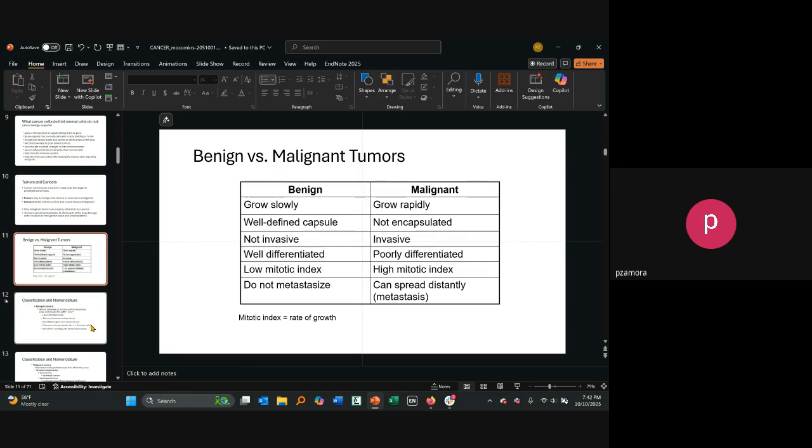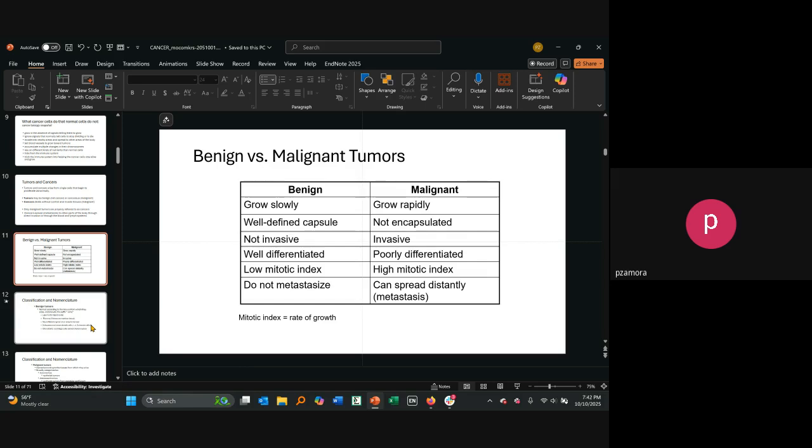A couple of differences between benign and malignant tumors. Benign tumors grow very slowly. They have a well-defined capsule. I'll come back to that. They're not invasive. They are well differentiated. They look like adult tissues. They have a low mitotic index. By that I mean they have a low growth rate, and they do not metastasize.